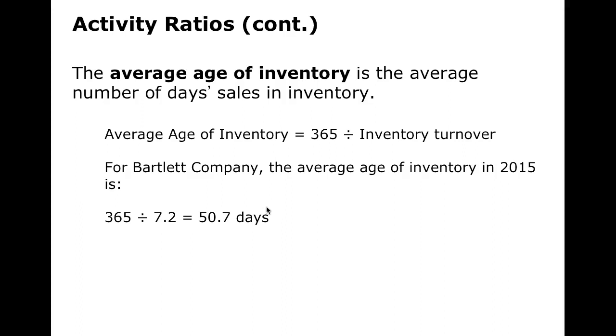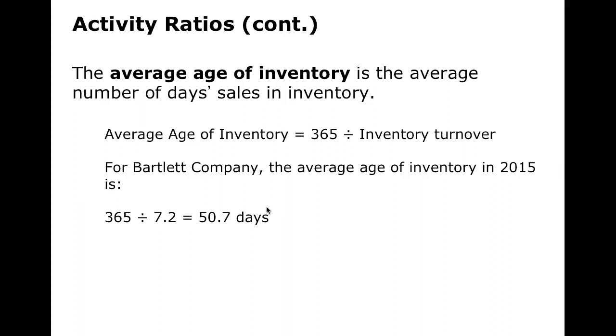Now we have the average age of inventory, which is particularly important for manufacturers who have expiration dates on their inventories. The average age of inventory would be 365 days divided by the inventory turnover. So if we take our 365 days, we divide by the inventory turnover number that we just calculated, we get our average days of inventory on hand. So here we have 50 days of inventory.